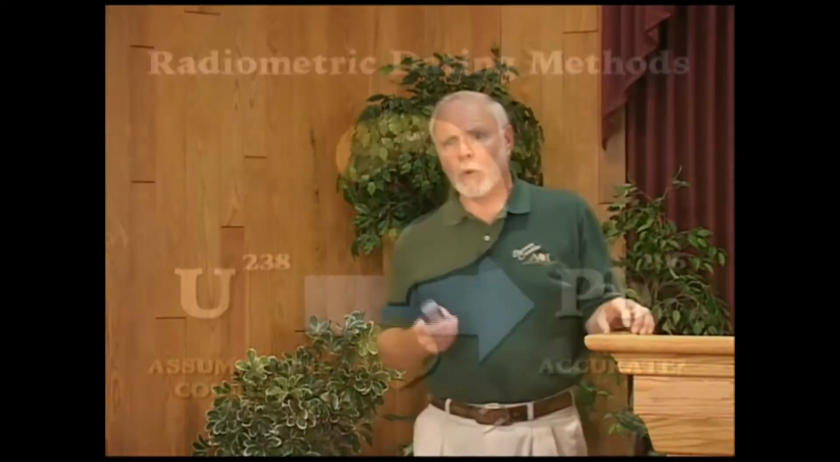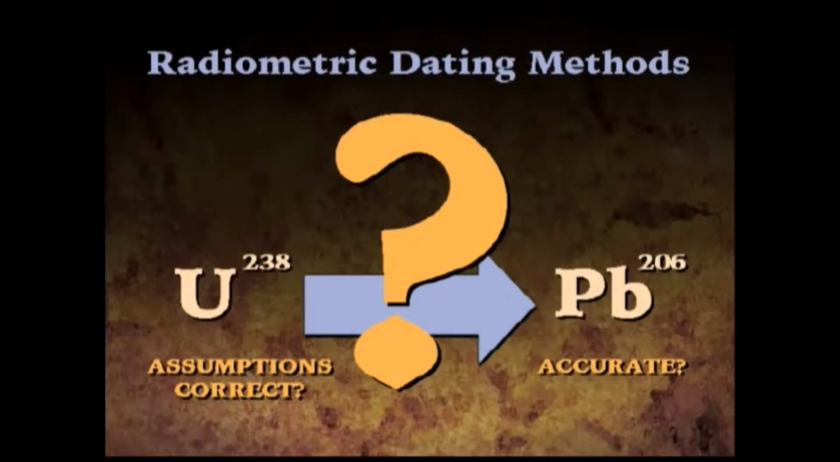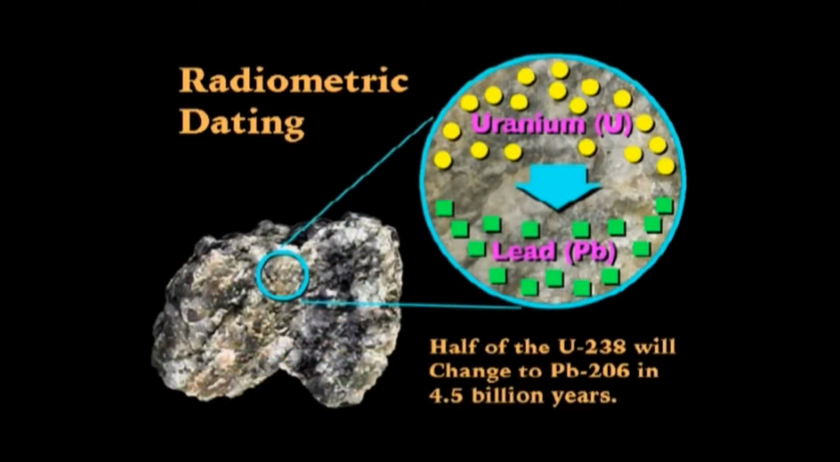Let's look at some of the radioactive decay dating methods. One of them, uranium-238, decays into lead-206. Well, what assumptions are involved there? First of all, let's explain the process. The yellow circles that you see represent uranium-238. They decay into lead-206. And if you have some uranium, about half of that uranium will make the change in approximately 4.5 billion years.